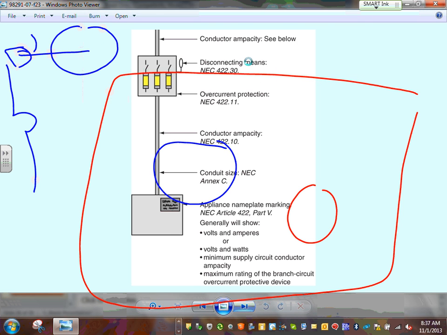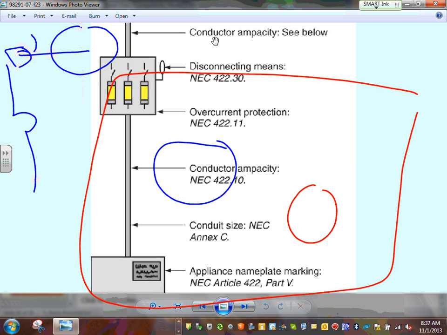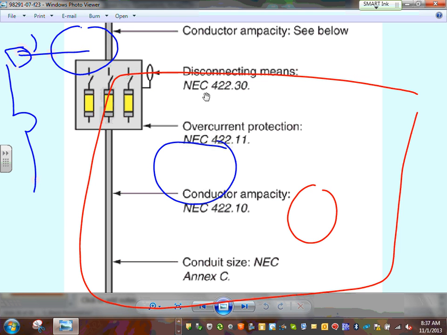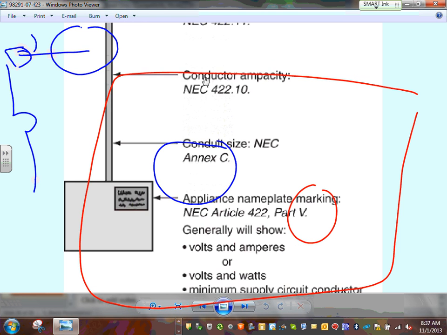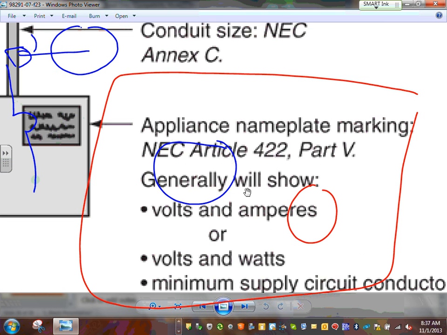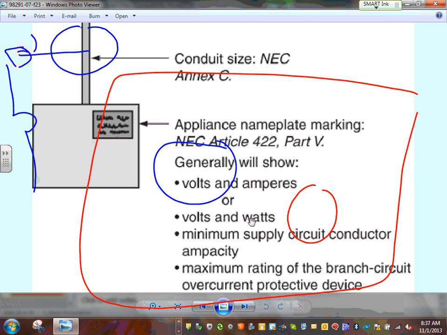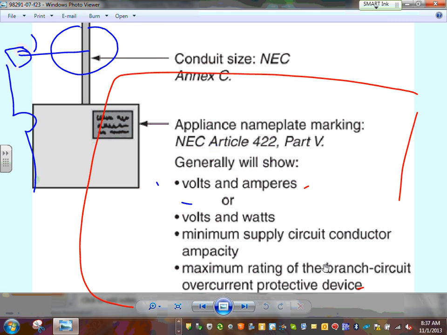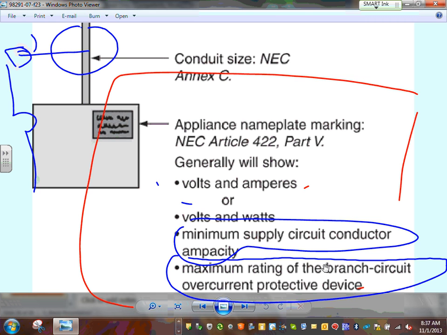Okay, so we talked about this one. This is the same donut machine. We have a branch circuit coming to it, a disconnect, an overcurrent protection device, a conductor, and a conduit of course. And here's what the nameplate has: volts, amps, watts, minimum circuit conductor, maximum overcurrent protection device. Almost all machines will give you these two values from the manufacturer: the minimum circuit conductor, that's the conductor size, and the maximum overcurrent protection device.